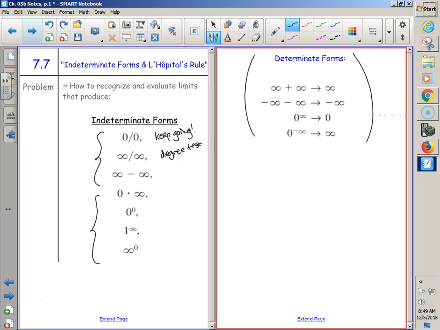0 to the infinity, now this one's weird because it looks an awful lot like these guys. 0 to the infinity truly is 0. And 0 to the negative infinity, wait, wouldn't that be 1 over 0 to the infinity? 1 over 0? Oh, 1 over 0, top wins. That would be going to infinity. Anyway, there are ones that we can't decide and ones that we can.